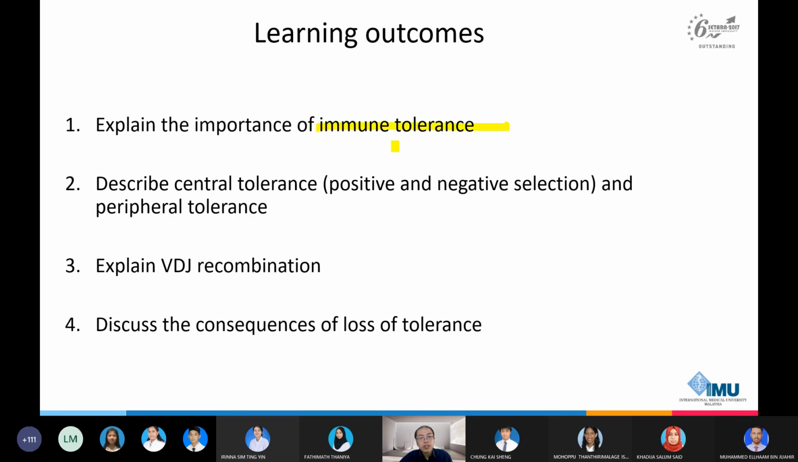So why is it important? Because it prevents autoimmunity. And why? You'll see afterwards the reason we have immunological tolerance. And what are central tolerance and peripheral tolerance? What are the mechanisms inside that? And VDJ recombination, which is part of gene rearrangement, and we will discuss the consequence of loss of tolerance.